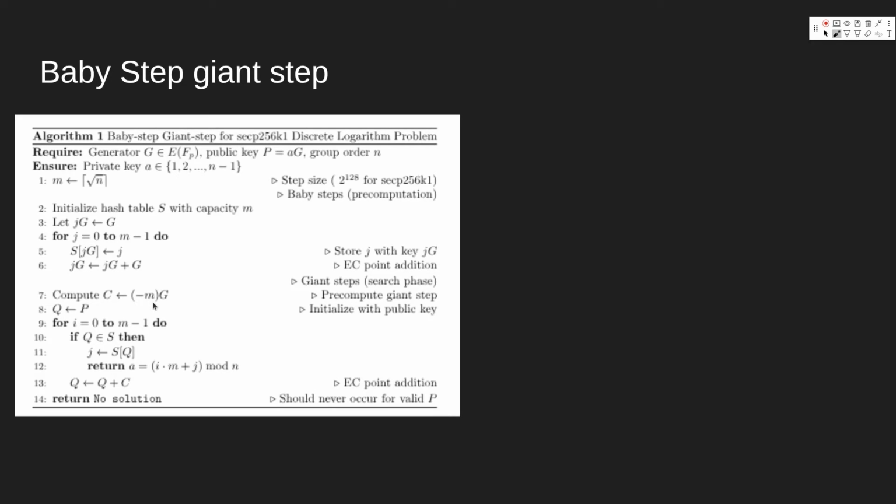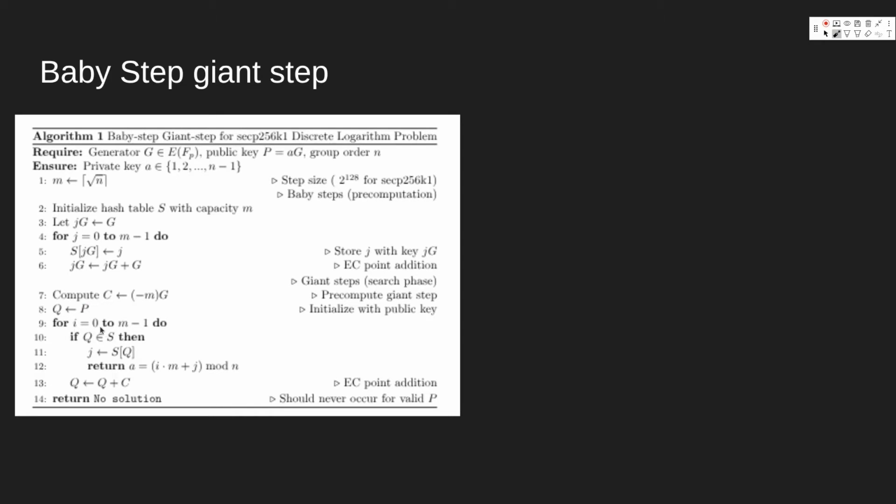And for the giant step, I compute c as negative m times g. What is negative m times g in elliptic curve terminology? We first compute m times g, and the inverse is simply negating the y value. Or else you can simply compute n minus m first, which will be a positive number, and multiply n minus m with g. Both will work. And I initialize this variable q with the public key point.